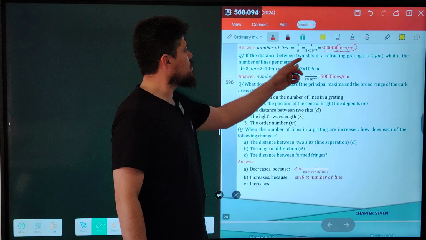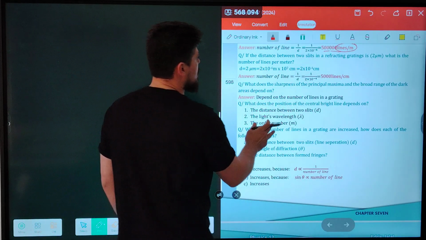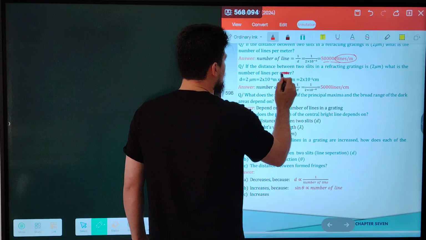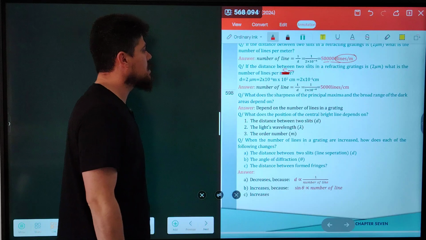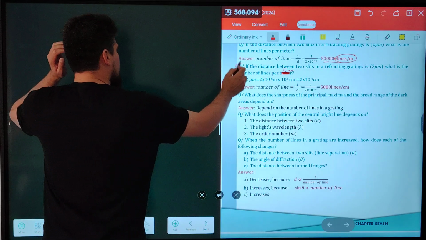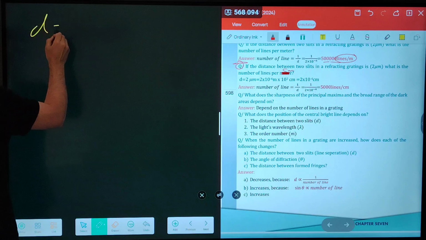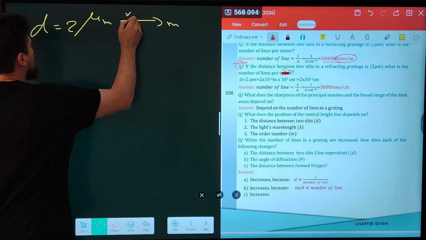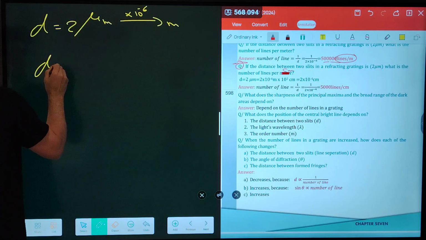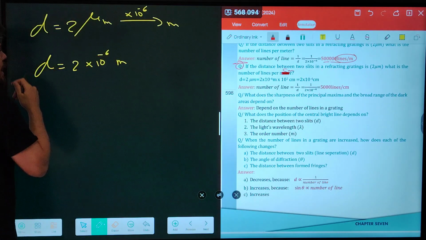Another question: if the distance between two slits in the diffraction grating is 2 micrometer, what is the number of lines per centimeter? This one should be centimeter, guys. This is wrong. Change it into centimeter. This question is very important. Listen carefully, please. The distance between the slits is given as 2 micrometer, convert to meter. D is equal to 2 times 10 to the power negative 6 meter.